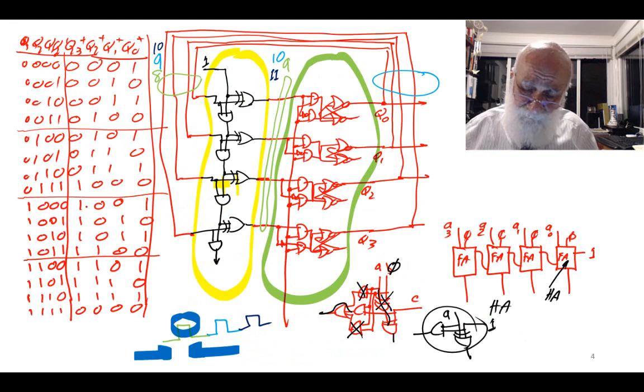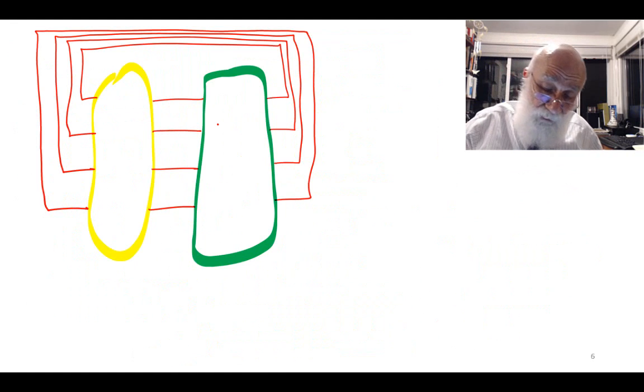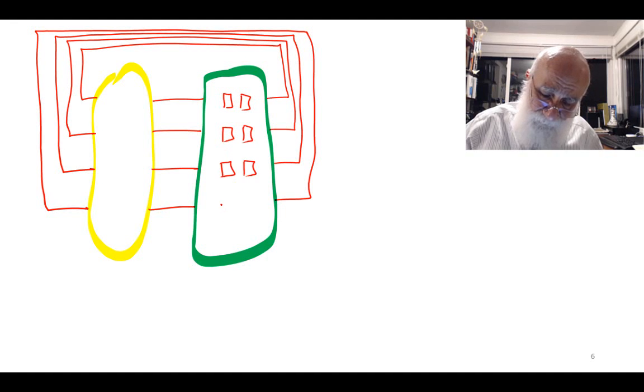Incidentally, when you wire 4 latches together with a common clock, this is called a 4-bit register. Same thing when you wire 4 flip-flops with a common clock, that is also a 4-bit register.